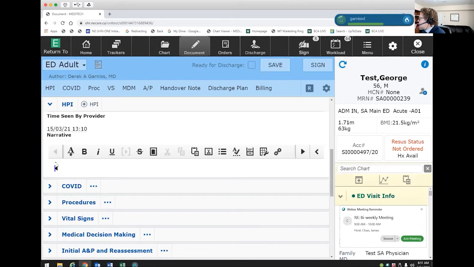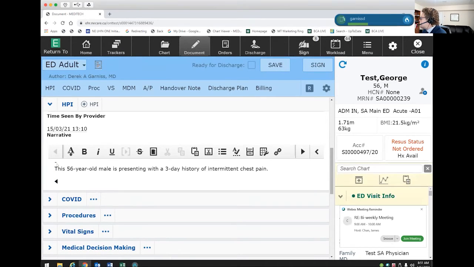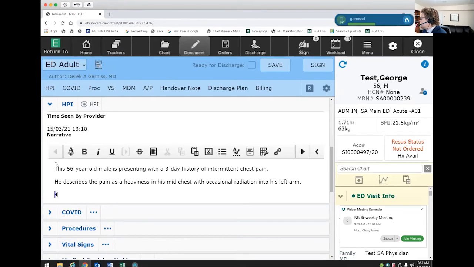This 56-year-old male is presenting with a 3-day history of intermittent chest pain.

He describes the pain as a heaviness in his mid-chest with occasional radiation into his left arm.

He has noticed over the past 24 hours that he is getting tightness in his chest with minimal exertion, such as ambulating to the bathroom.